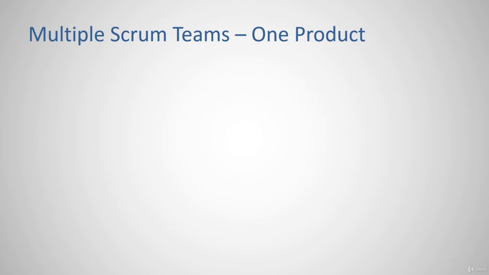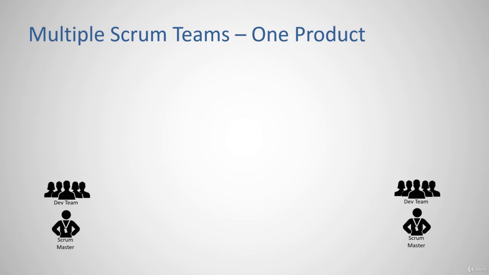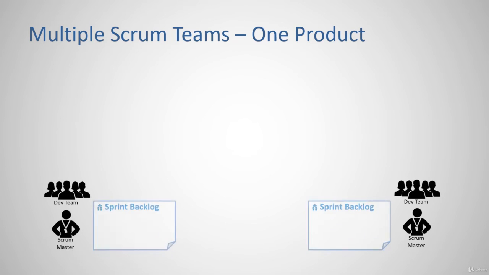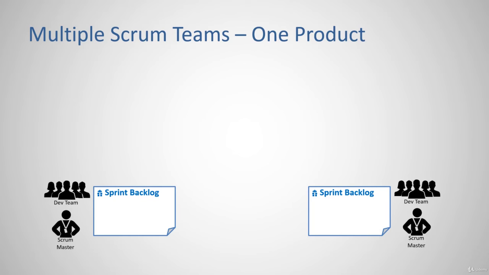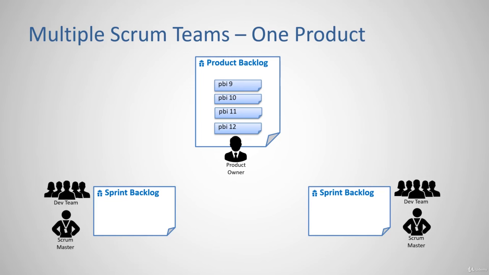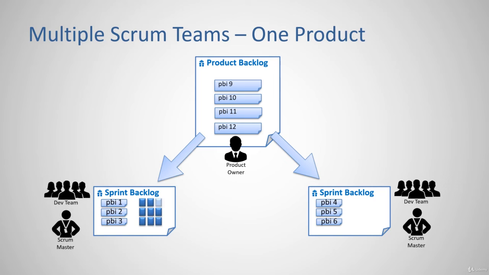If there are multiple Scrum teams working on the same product, each development team will have their own sprint backlog. But there will be only one product backlog and one product owner. The product backlog is the single source of requirements for any changes to be made to the product.